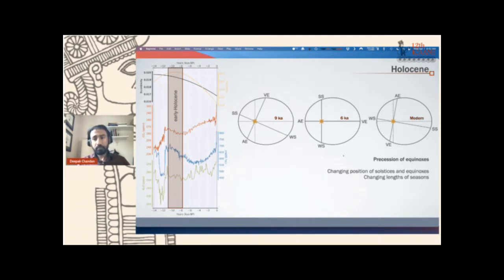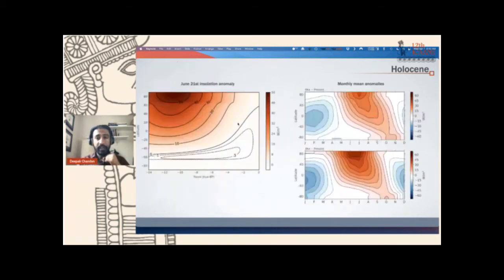So currently, the equinoxes and solstices are as shown here, with the winter solstice appearing very close to the perihelion. But as you go back in time, the solstices and equinoxes change in their position. So at 9K, actually the summer solstice was very close to the perihelion. This has an effect on the radiation that is seen at the top of the atmosphere.